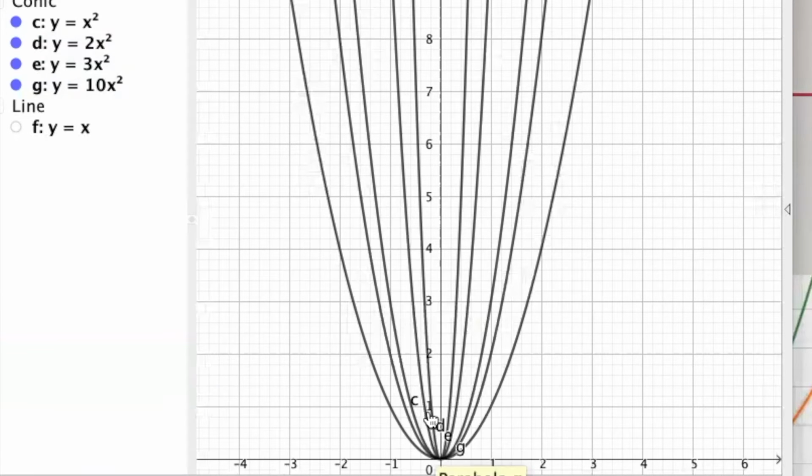What happened also is that as we stretch the graph, the y values get further and further away from the x-axis. That is why it's a vertical stretch, because the y values are getting further and further away. As a increases, it's getting further and further away from the x-axis. So the graph is getting steeper, so this is a vertical stretch.